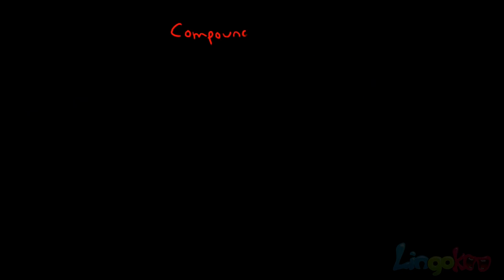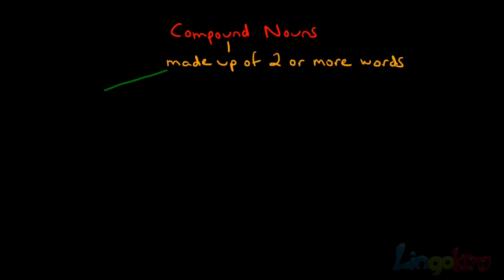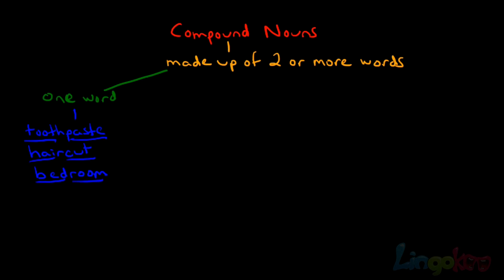Nouns can also be classified as compound nouns. A compound noun is made up of 2 or more words. Let's take a look at some examples. Some could be just one word made up of 2 words. So words like toothpaste, haircut, bedroom. You can see that those compound nouns are made up of 2 words. In the example of toothpaste, tooth and paste, then hair and cut, and then bed and room.